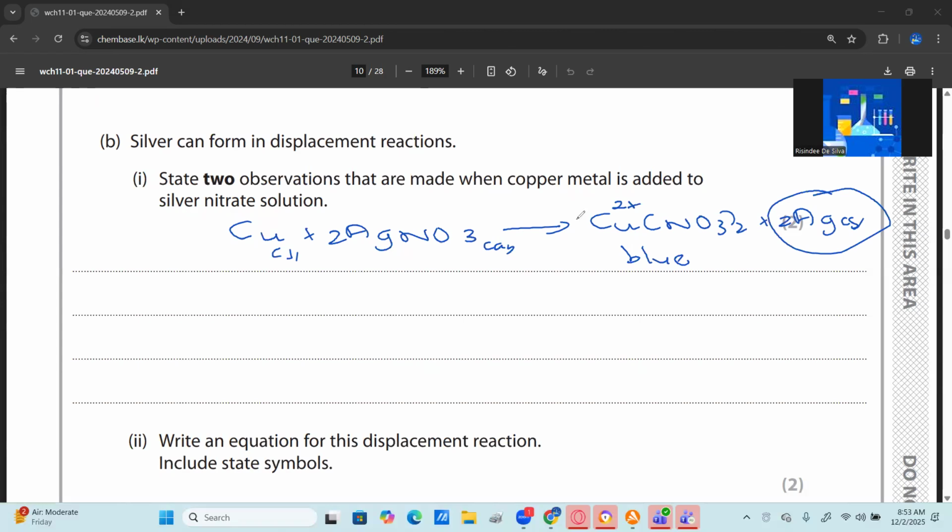solid. When they ask you to write observation, you can only say what you can see. Don't write copper nitrate is formed and silver is formed. That is wrong. To show the formation of copper nitrate, you have to mention that the solution changes to blue, or colorless to blue, and a gray solid.